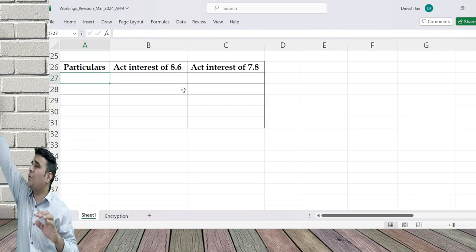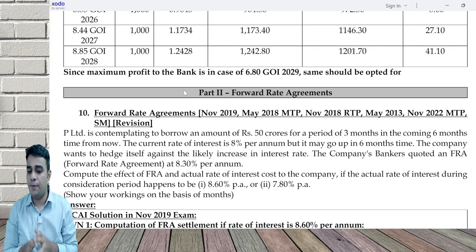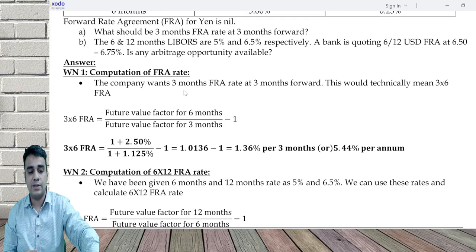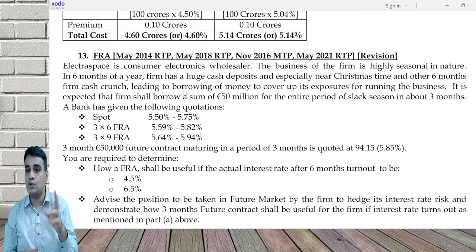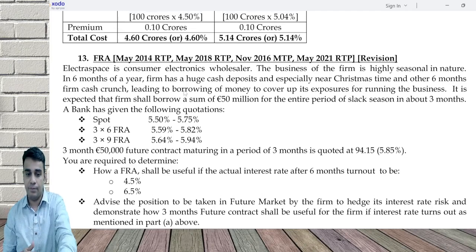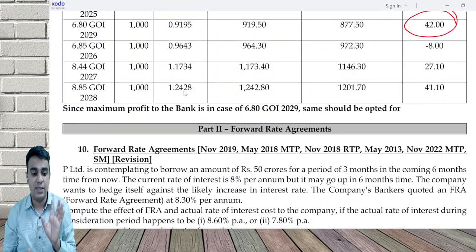Okay, now let's understand the question. I wanted to borrow when? For a period of 3 months in the coming 6 months time from now. Tell me which FRA will be useful here. FRA 6 by 9. Question has not given any FRA rate, but some problems will give something like this where you need to understand which FRA is to be used. 3 by 6 or 3 by 9. Student is not even aware whether to use 3 by 6 or 3 by 9. So that confusion can come. That is where that understanding is needed. So in this case, we are using which FRA? 6 by 9. What is the FRA rate they have mentioned?